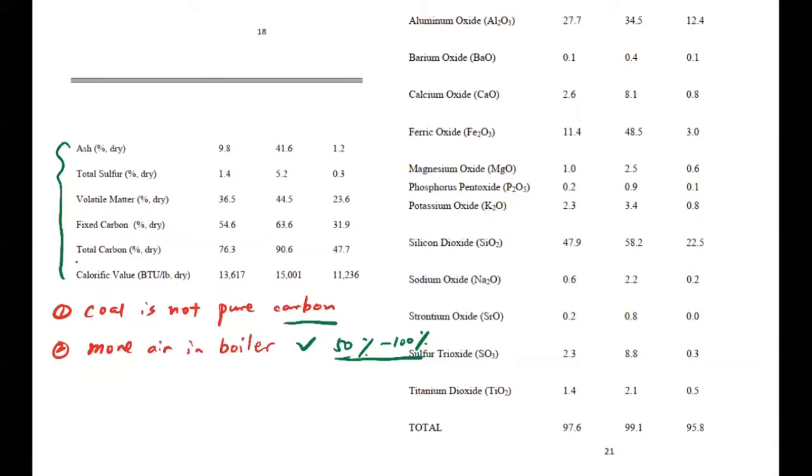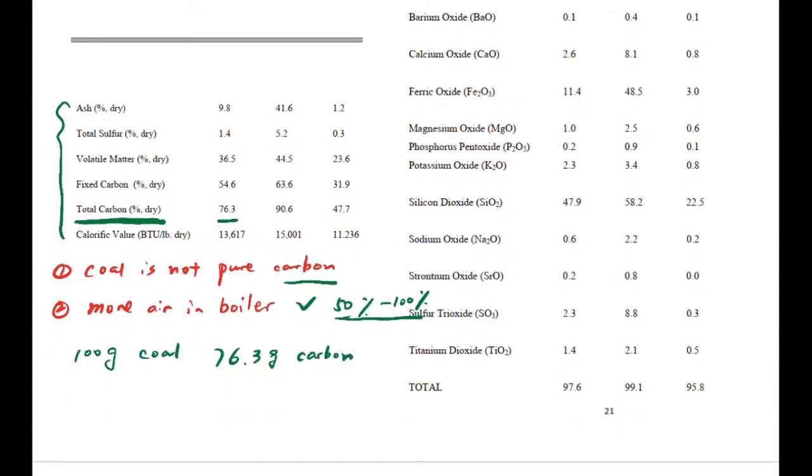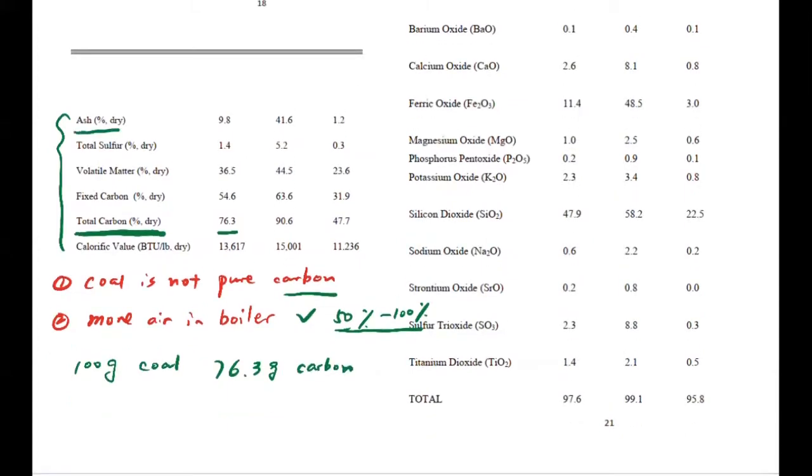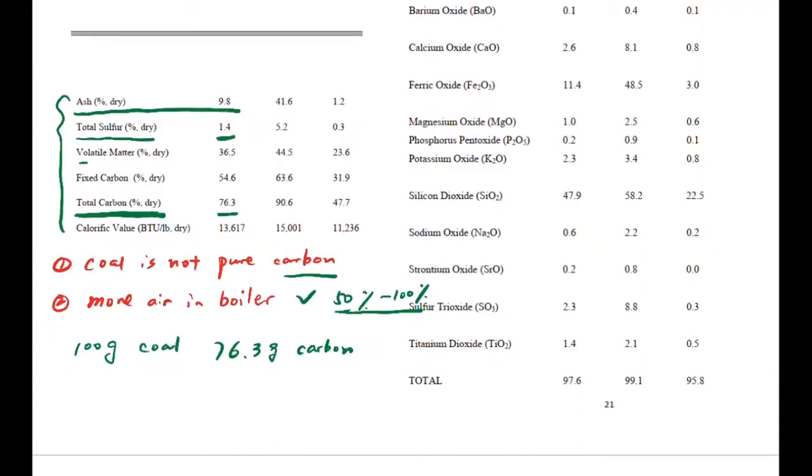So if you check the total carbon, this is basically showing that for 100 grams of the coal, you will have 76.3 grams of carbon, okay? So of the remaining species, you see around 10% of them are ash, right? And then around 1.4% is the sulfur, right? And then there are volatile matter.